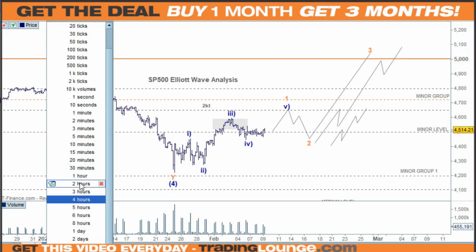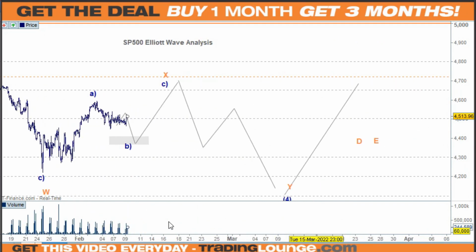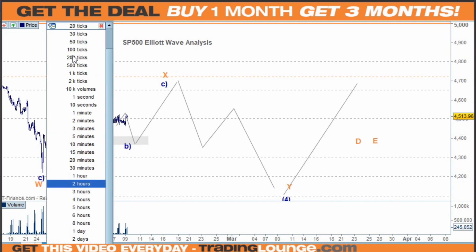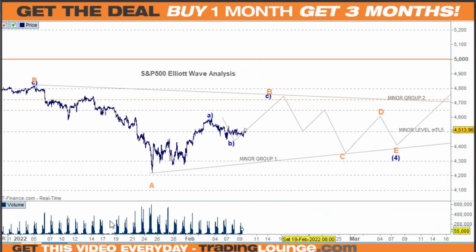Just on the 2-hour chart here, this would be a larger WXY pattern, so a W all the way down here for the low of the W, and then an A and a B and a C wave coming up here for the X and down for the Y here. We could also look at a triangle pattern, which we could do on the hourly chart here. There's good cause for that as well.